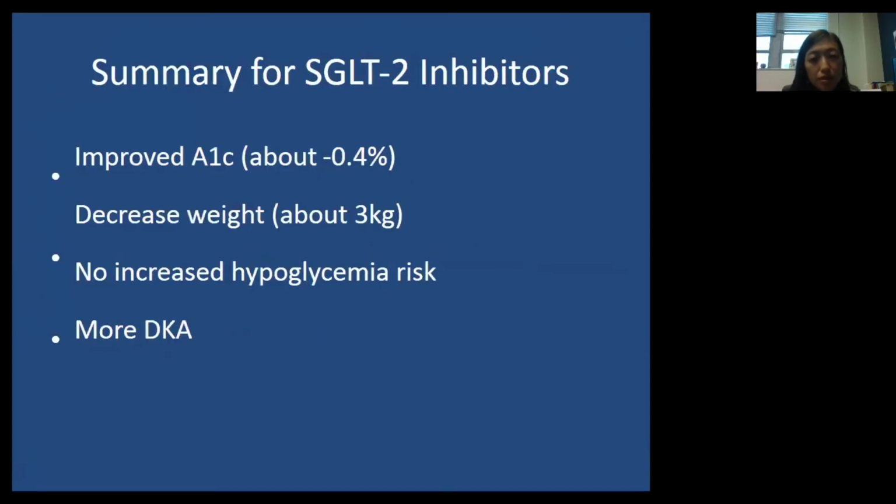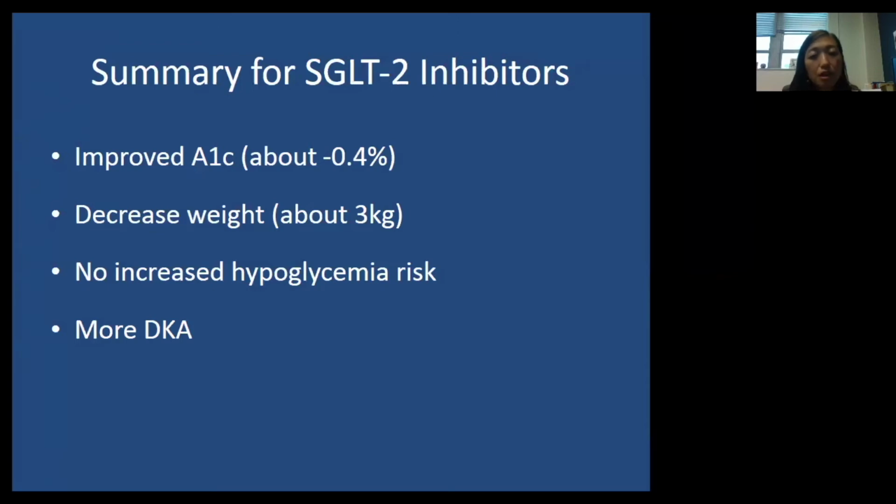I'm just going to give you the summary for most of these studies, and many of them have ongoing longitudinal follow-up that's pending. But overall, they do improve A1C by about 0.4%. So, you consider whether or not that's clinically significant for your patient. It does decrease weight about 3 kilograms, so about 7 to 8 pounds. There's no increased risk of hypoglycemia.